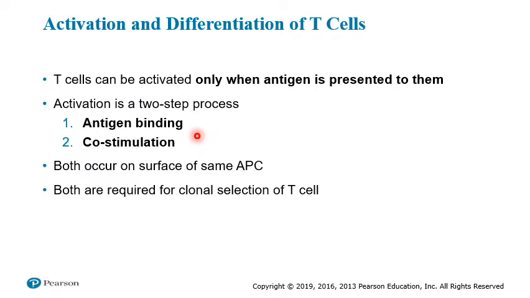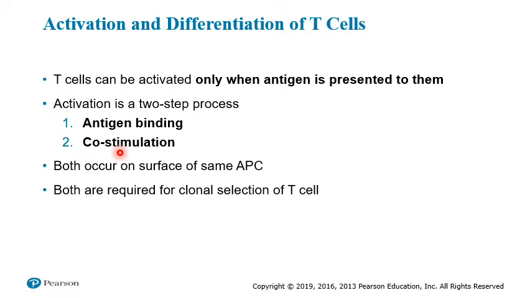Somebody will tell them, hey guys, come here, look at this. I'm presenting to you, this is your enemy. But that's all? No, that's not all. There is a second step, which is co-stimulation. Now, a helper T cell or a killer T cell will need both antigen binding, which means they need to see the antigen and be able to touch the antigen, and they need to be co-stimulated by another protein.